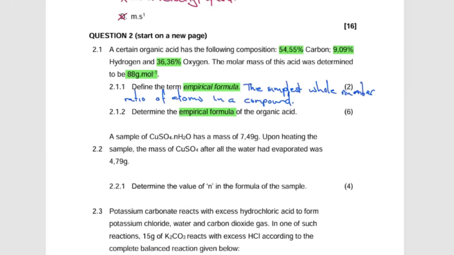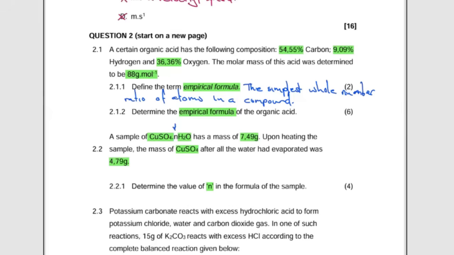So then to proceed, it says here underneath that a sample of copper sulfate, CuSO4.nH2O, right? So there is water of crystallization, with a mass of 7.49 grams. Then upon heating the sample, the mass of copper sulfate after all the water had evaporated was 4.79, right? So now we're asked to determine the value of n. So we're looking for the value of n, this n there at the top, in the formula of this sample.